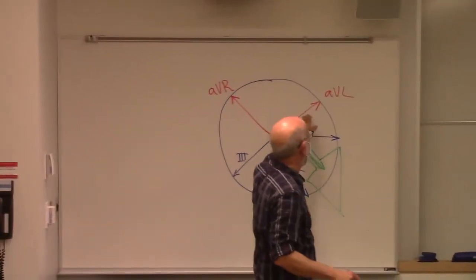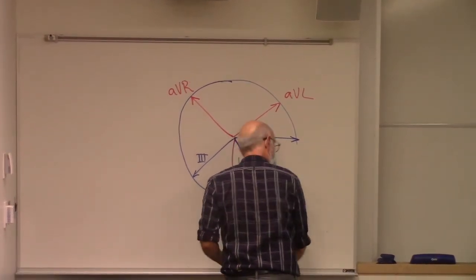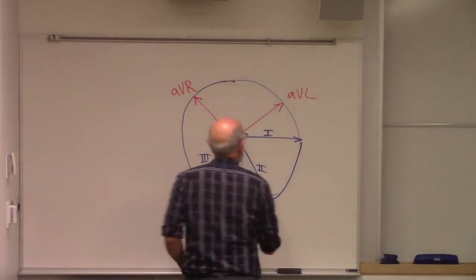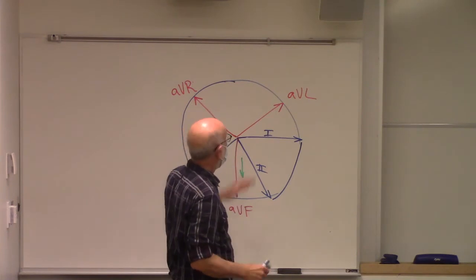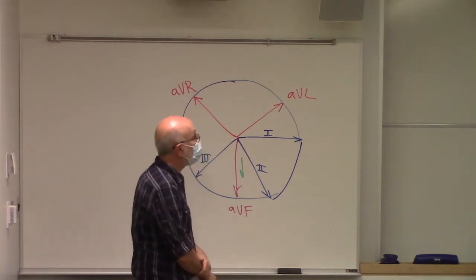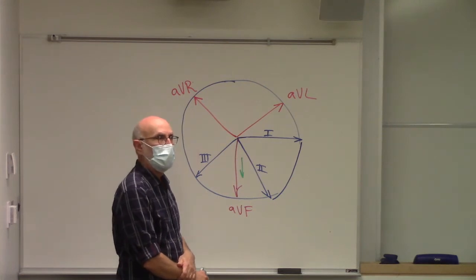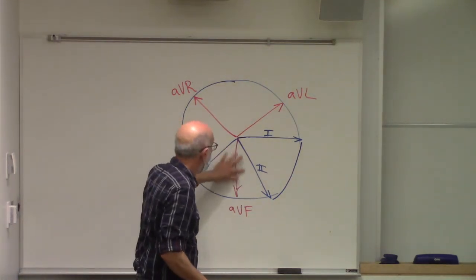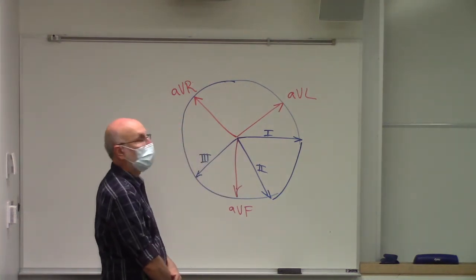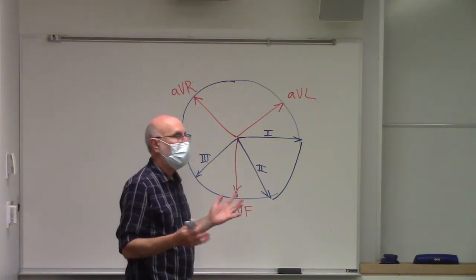What would it be in lead AVL? Somebody shout out an answer. Positive, negative, or 0? Positive. Positive in lead AVL. Lead 1, positive. Lead 2, what would it be in lead 2? Negative, maybe smaller negative. Hard to tell. Lead AVF, negative. Lead 3, negative. Lead AVR, maybe hard to see.